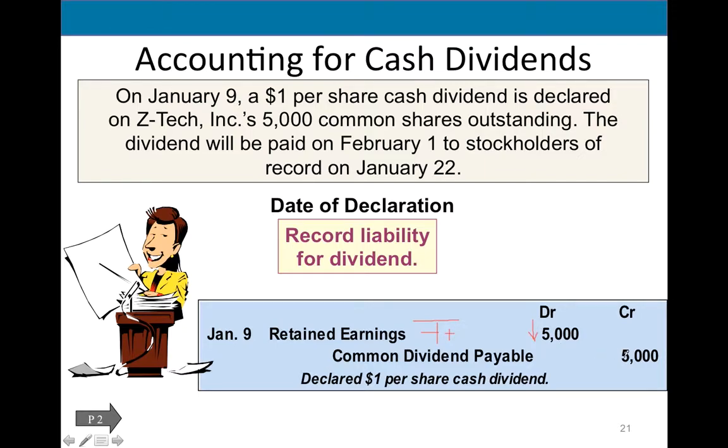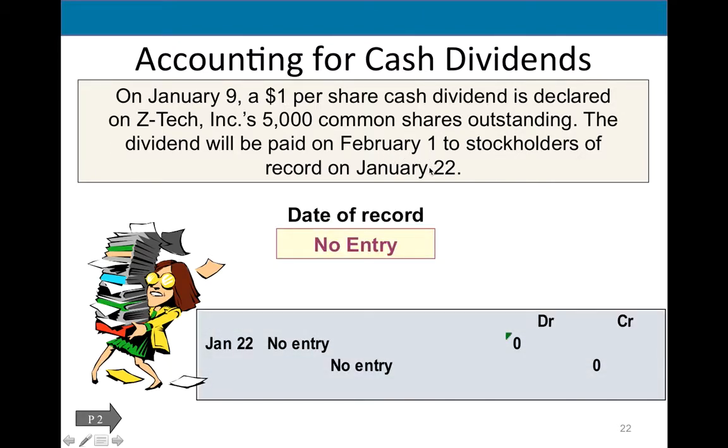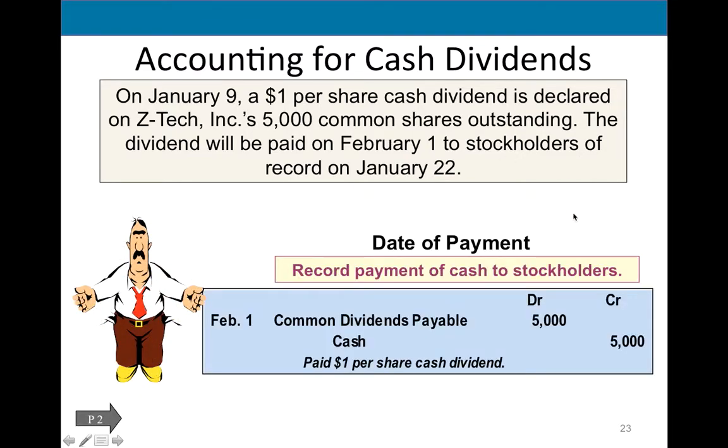And guys, it's not a credit to cash because I just make a declaration. So this is a new account. It's a liability account. Goes up. Liabilities are minus plus. Common dividend payable goes up. On the date of record, which is January 22nd, there is no journal entry, and we are paying on February 1st, so the liability is just paid out. So the liability goes down, cash goes down.